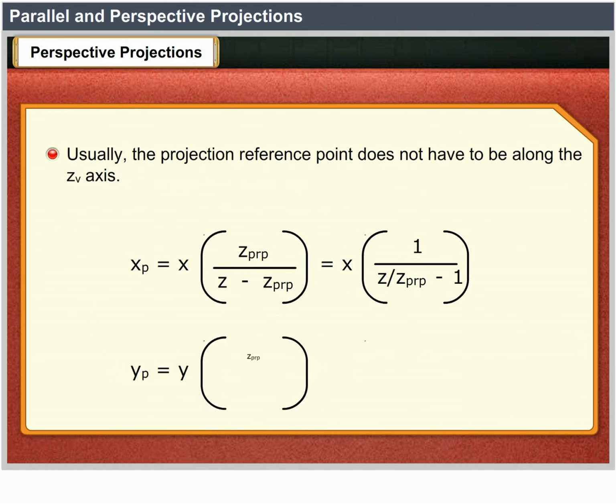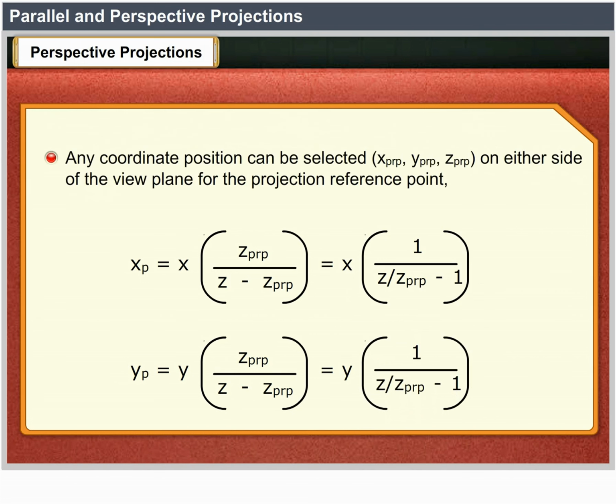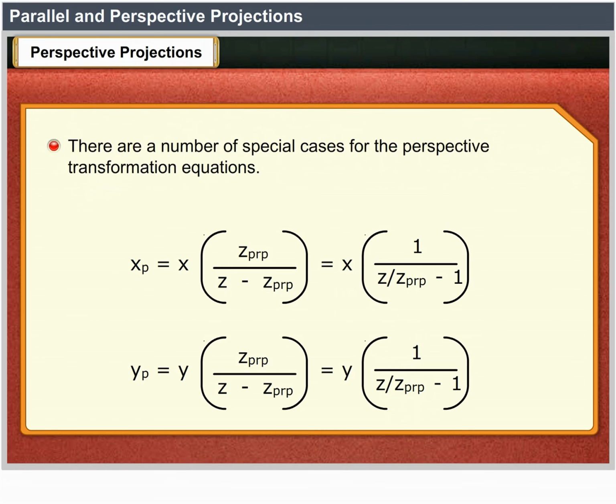In general, the projection reference point does not have to be along the ZV axis. We can select any coordinate position XPRP, YPRP, ZPRP on either side of the view plane for the projection reference point. There are a number of special cases for the perspective transformation equations.